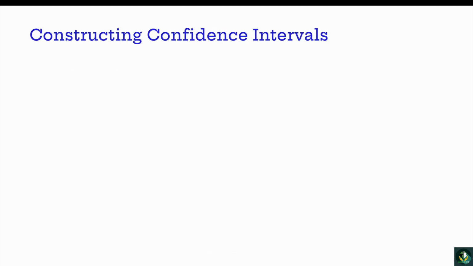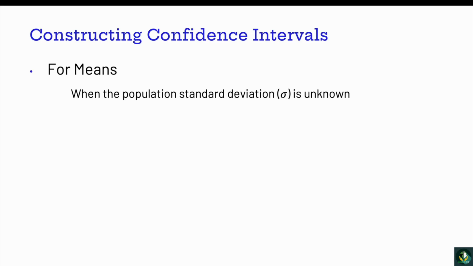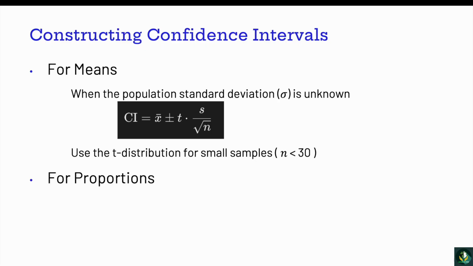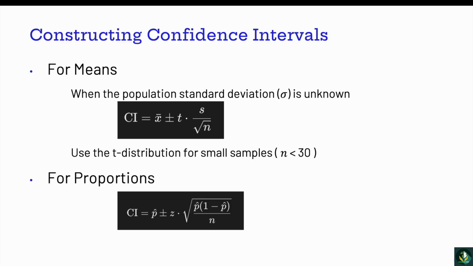Let's dive into constructing confidence intervals. For means, when the population standard deviation sigma is unknown, CI is x bar plus or minus t times s divided by square root of n. Use the t distribution for small samples where n is less than 30. For proportions, CI equals p cap plus or minus z times square root of p cap times 1 minus p cap, divided by n. The p cap is the sample proportion.